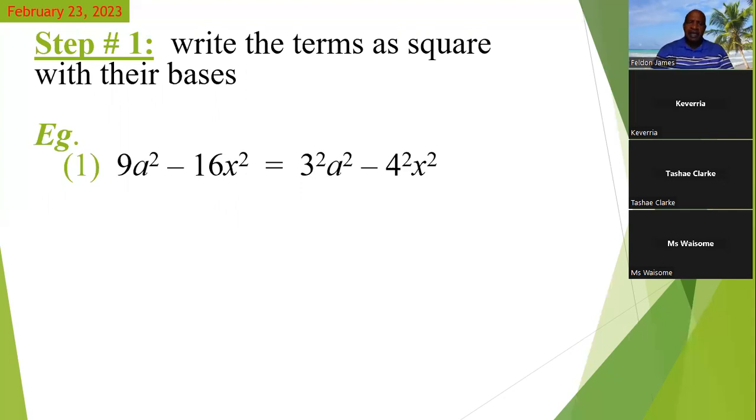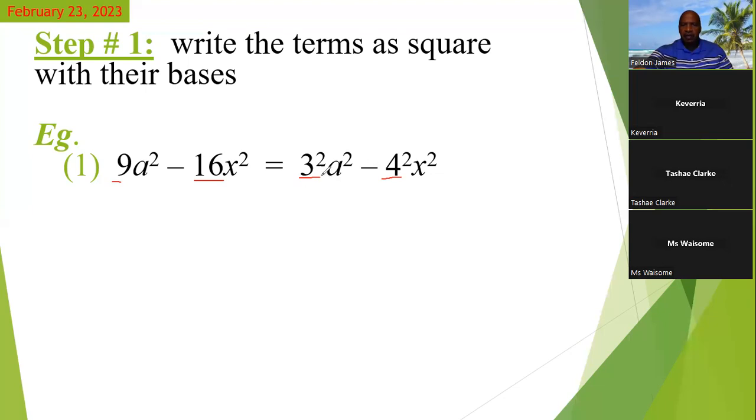Now, when we see an expression, it's not going to obviously be in its square form. But we have to look at the numbers in front of the squares and see whether or not they can be written in a square form. So we notice that 9 can be written in the square form as 3 squared. 16 can be written in the square form of 4 squared. And so we would rewrite these numbers in their square form.